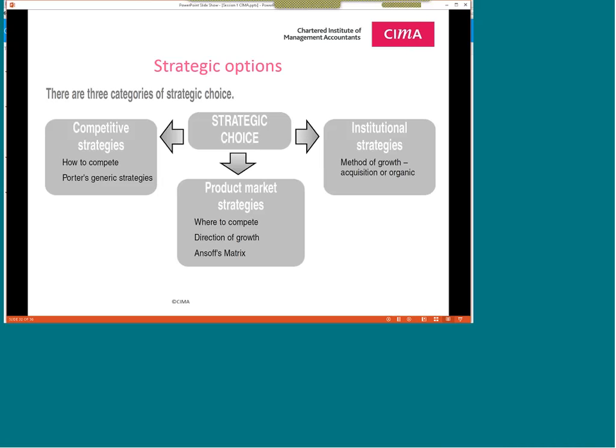When we have to choose a specific strategic choice, there are three categories of strategies: competitive strategy, product market strategy, and institutional strategy. So today we are going to briefly discuss generic competitive strategy. We are going to be in this area only today.